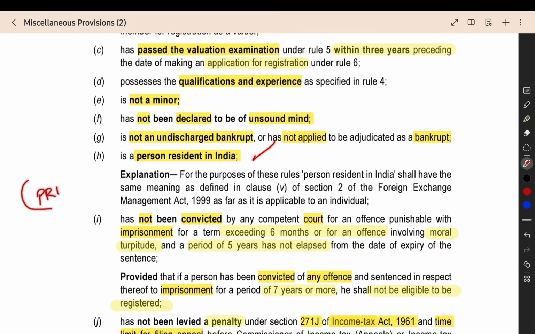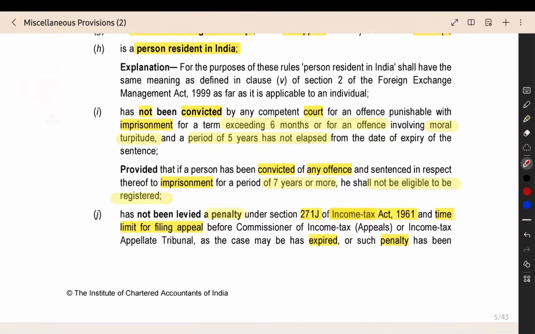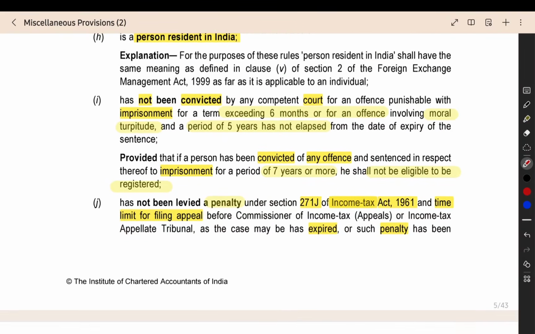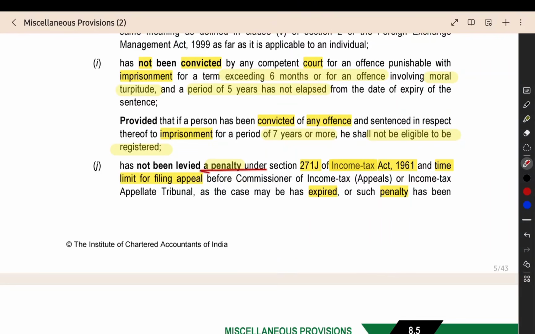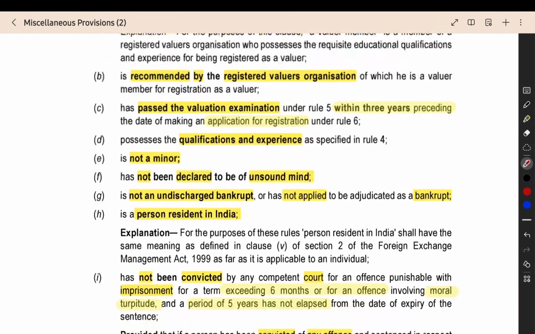Only a person resident in India can become a registered valuer. Then, not convicted, and all that we normally have. Then, not levied a penalty under this particular section of the Income Tax Act, everything is there. This is the basic eligibility.